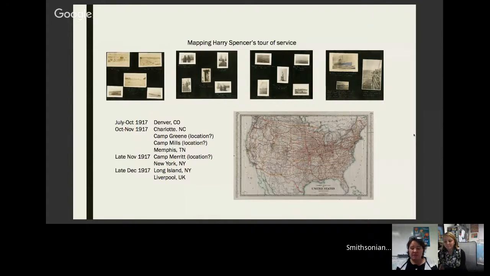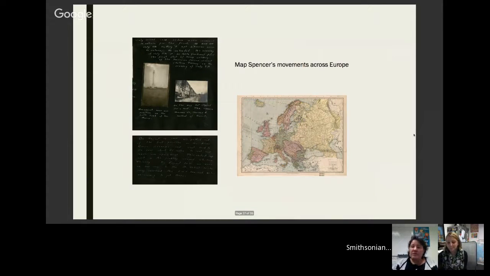Okay, and then the next one, we can do the same thing with this, his individual experience of moving across Europe. So again, he's got dates and locations and talking a little bit about some of the events and battles he was a part of. So it's interesting to track one person's experience against what we know as the larger historical narrative. What does that look like, and how is it the same?